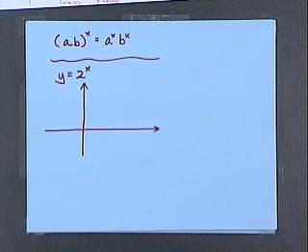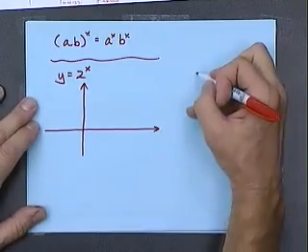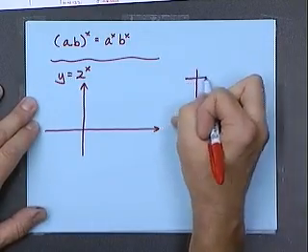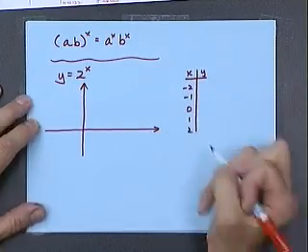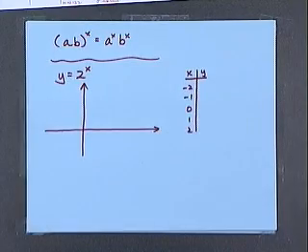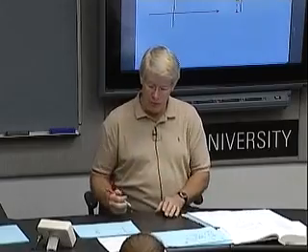y equals 2 to the x. We're plotting points on that. Let's just get a small number of points over here. Try to plot them in a fashion where we're developing this graph from left to right.